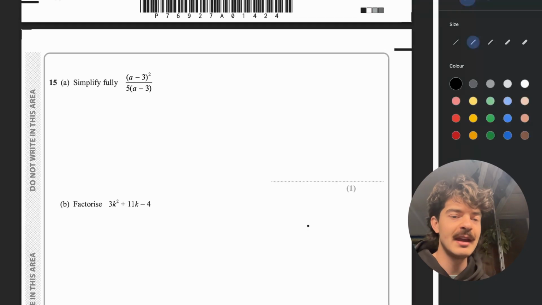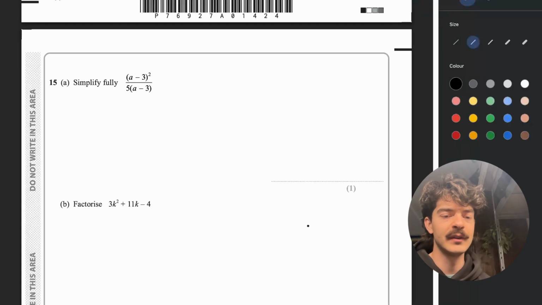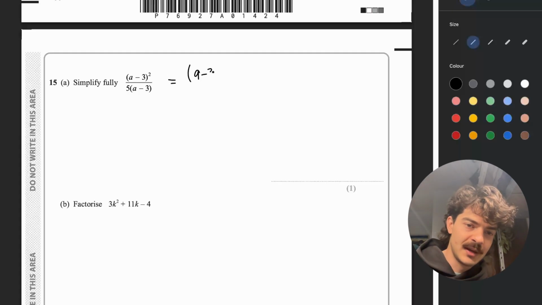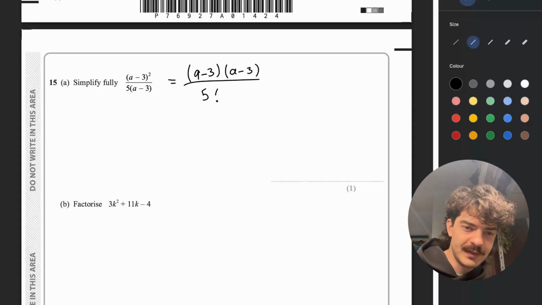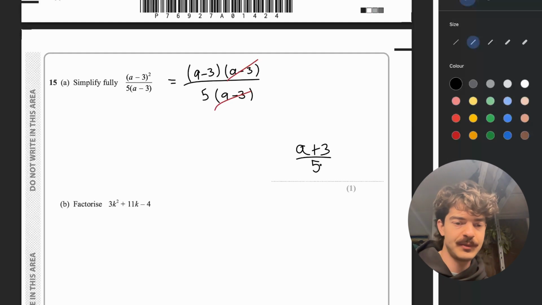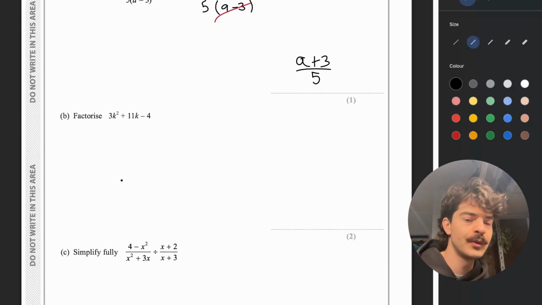Simplify fully a minus 3 squared over 5a minus 3. Cool. This is the same as having a minus 3 on the numerator, and then 5a minus 3. And hopefully you'll notice, regardless of the value of a, one set of these brackets is going to cancel, leaving you with a minus 3 over 5. Woohoo! Factorize 3k squared plus 11k minus 4.